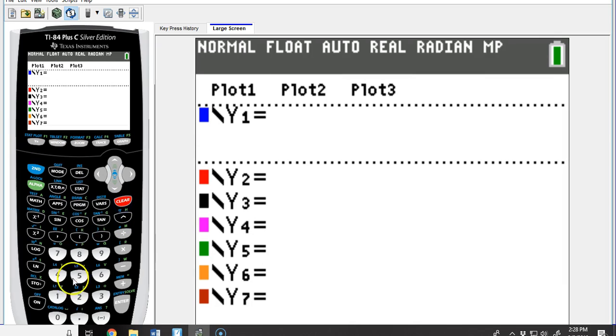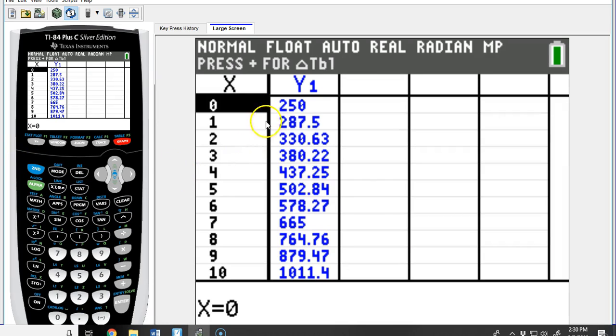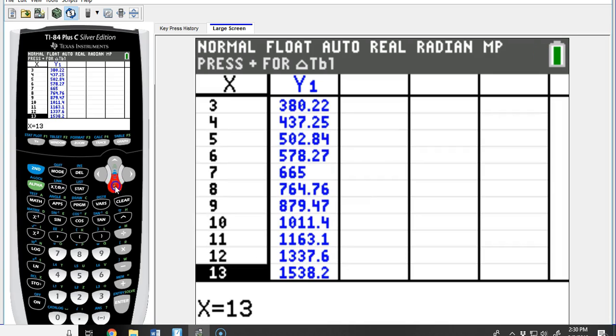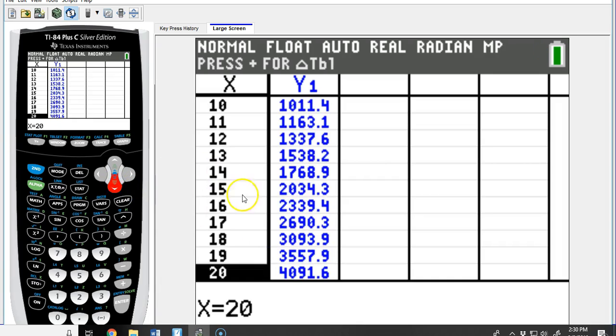Substitute in place of here, we got 250 times 1.15 to the x power. Let's look at our table. All right, so in this table, you see it starts at 250, like we thought. And after 6 hours, it's up to 578. And we can scroll down in our table. And we can see the y value is growing. Not quite to 3,000 yet. All right, so now we're starting to see 3,000 show up.